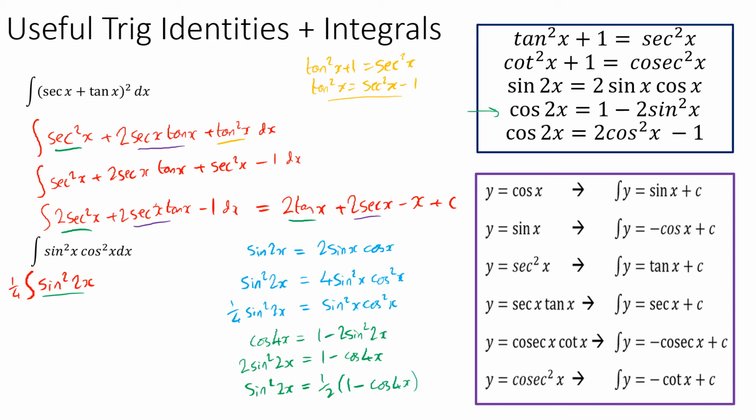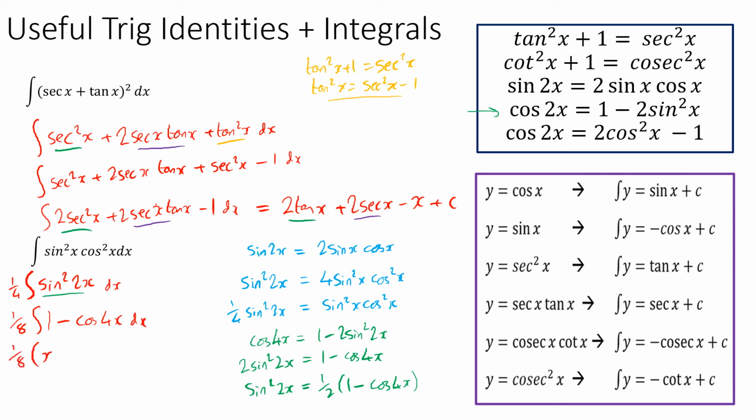And now we've finally got it into a form that we can integrate. So we can take out the half as well. So we've actually got here an eighth lot of the integral of 1 minus cos 4x. Oof, that was rough. So what would that give you?